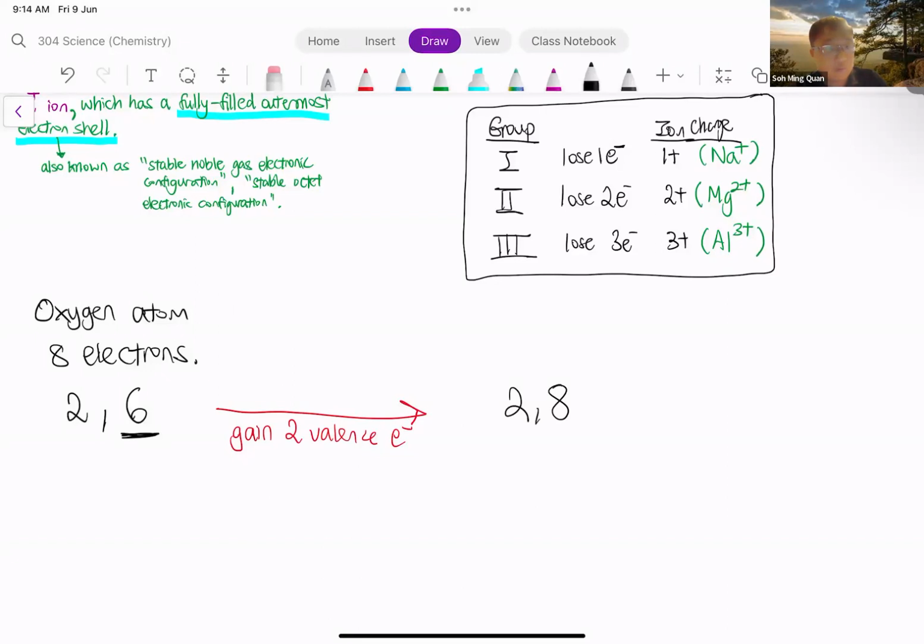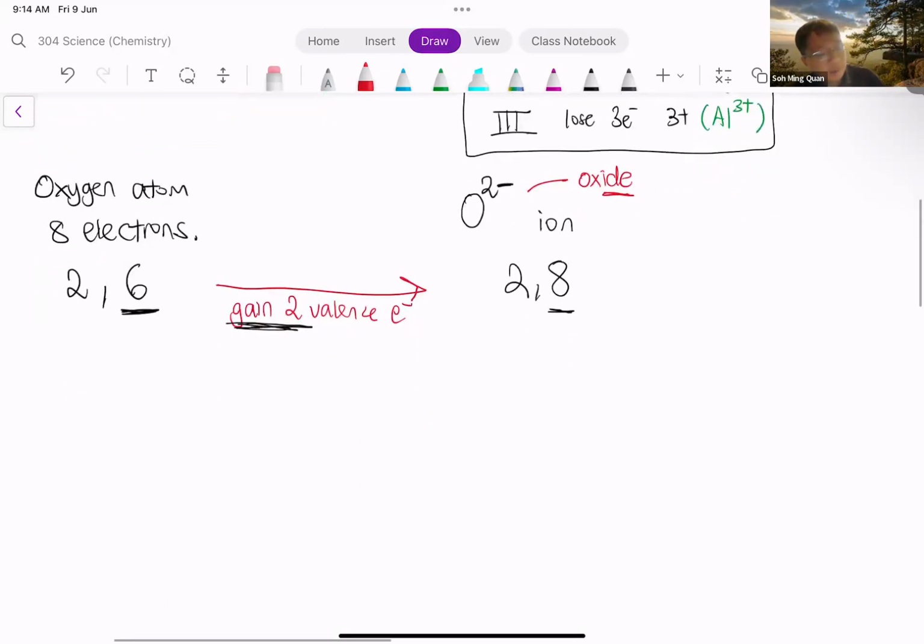All right, so it becomes 2, 8. So by gaining 2 valence electrons, it would have achieved a fully filled outer electron shell. And this is called the ion of oxygen. Clearly, it has gained electrons. Electrons are negative, so it's a negative ion. You gain 2 electrons, so it's the O2 minus ion. Now this is called the oxide ion. So for negative ions, their names change slightly. So the oxygen atom becomes the oxide ion.